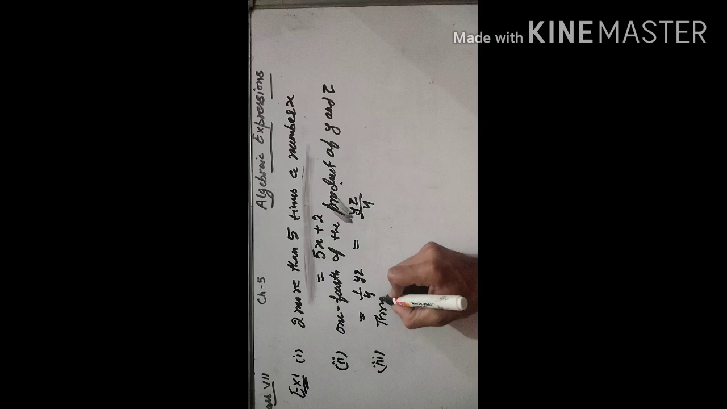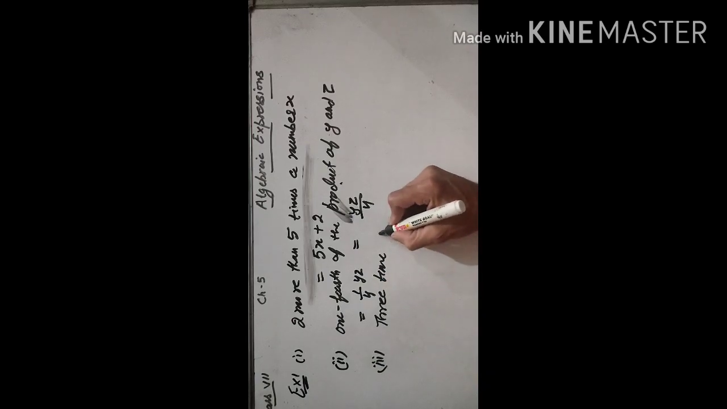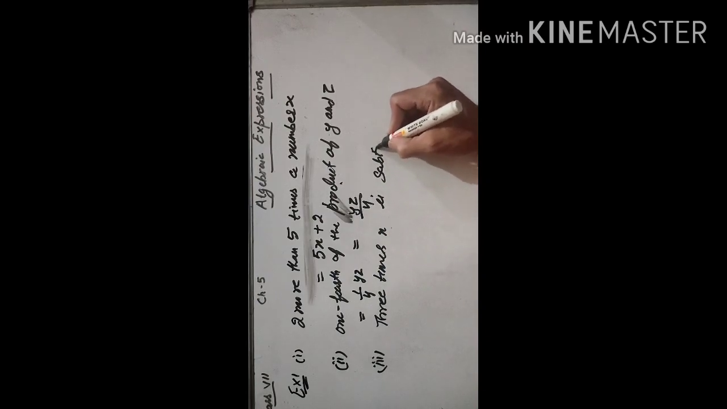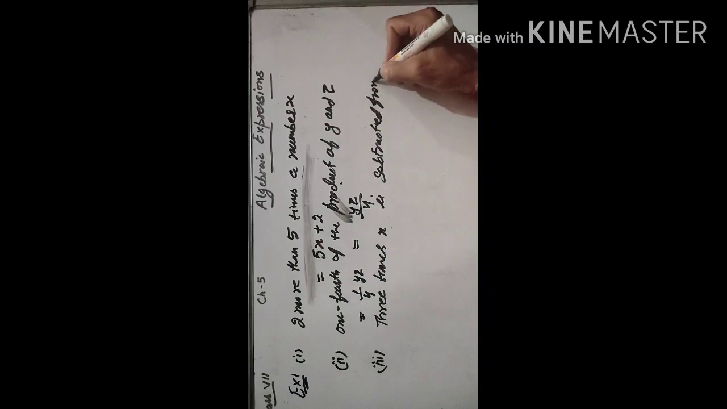Third part is 3 times x is subtracted from 10. You know, from means 10 minus 3 times x, which is 3x.